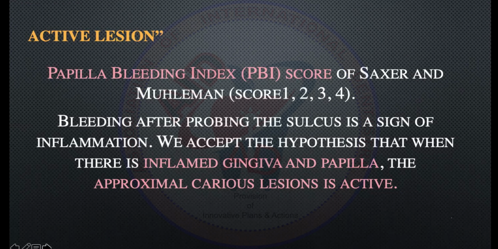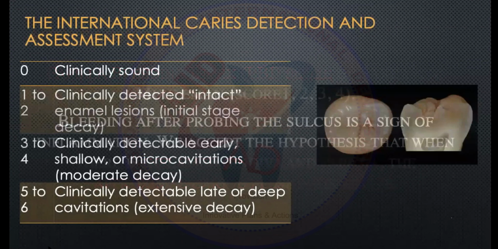I'm not going to go into what all these scores are, but for me, if I am examining the proximal surface for dental caries, the important thing is, if I am finding bleeding after the slightest provocation, that means it's a sign of inflammation. And inflammation is because of the biofilm. And if there is a suspected proximal carious lesion and inflammation of the gingiva and papilla in that particular zone, that means the carious lesion is active.